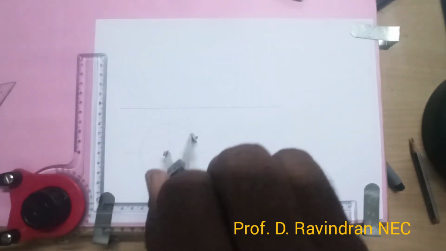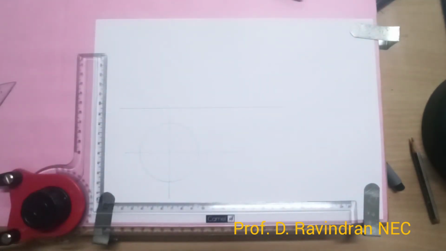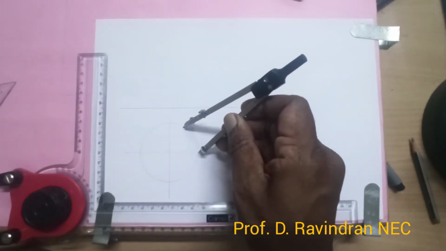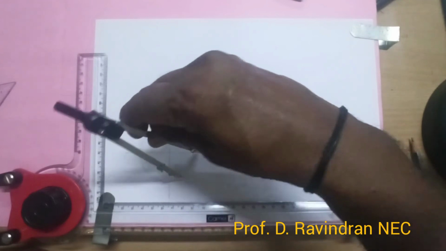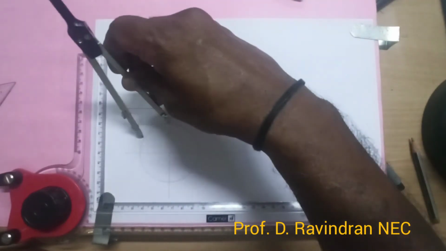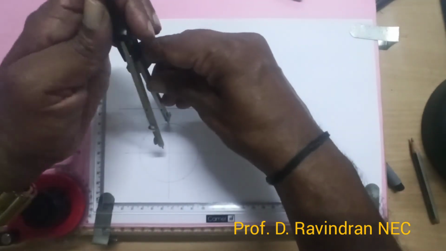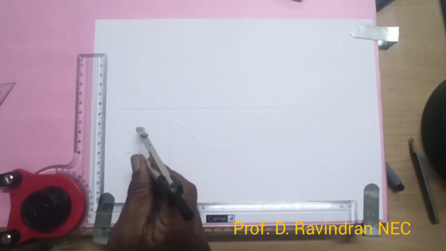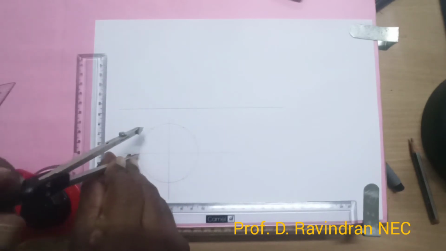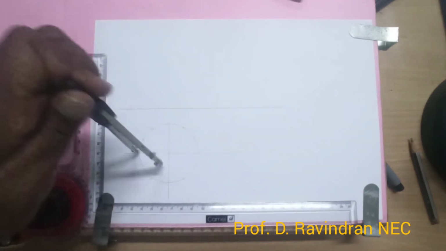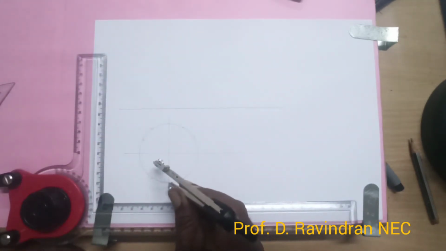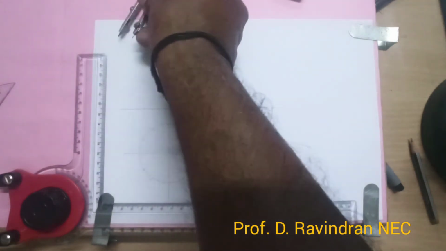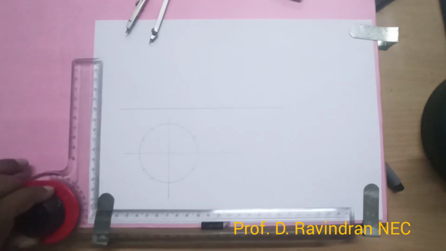You have to keep the pencil lead and the needle at the same level. From this point you can draw one arc on this side as well as the other side. From this point you can draw another arc. From this center you can draw another two arcs on either side. From this point also you can draw the arcs on both sides, so that the circle will be divided into 12 equal parts.